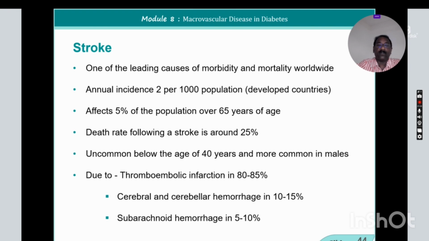Strokes may be due to thromboembolic infarction, which is more common, 80 to 85%. Cerebral and cerebellar hemorrhages account for about 10 to 15% of the patients. Subarachnoid hemorrhages occur in about 5 to 10% of the population. If you see here, hypertension is the root cause for all three. So hypertension can cause thromboembolic infarction, cerebral and cerebellar hemorrhages, and also subarachnoid hemorrhages. In thromboembolic infarctions, more cases are because of hypertension. In cerebral and cerebellar hemorrhages, again 90% of the cases are because of hypertension.